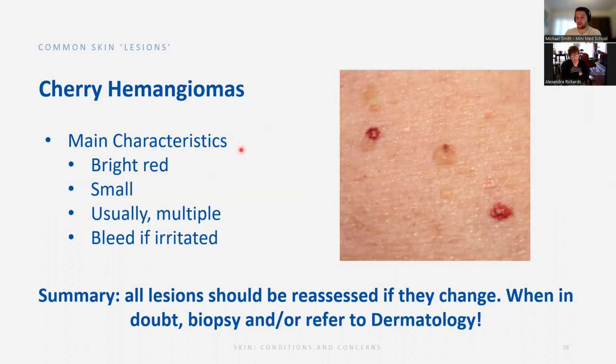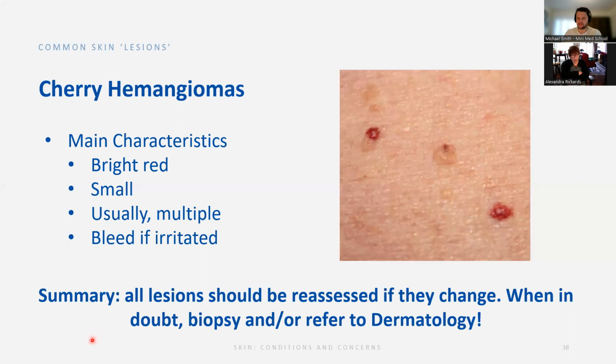And lastly, we have another common condition called a cherry hemangioma. Hem meaning blood. And so these are actually derived from proliferations of the blood vessels within the skin that expand up to the surface, and they come very, very close, and that can give them that bright red appearance. So they're bright red, they're small, they're usually multiple in an area, and if irritated or picked at, because they are very small blood vessels, they can bleed. However, these are all benign as well.